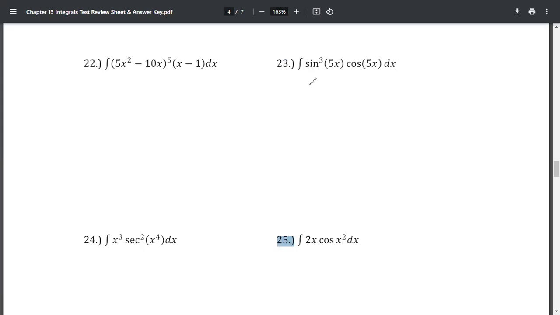What do you substitute u as? Try to follow the pattern that you have been developing. U is what? U equals sine of 5x. That's a wonderful idea. In that case, what is du?